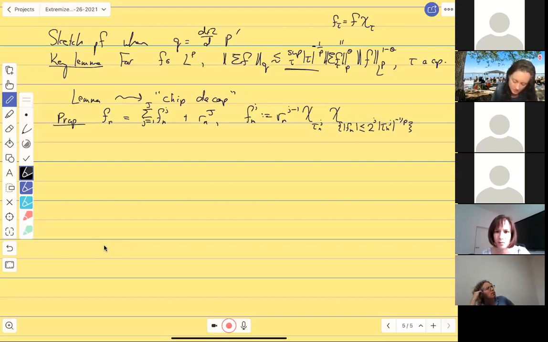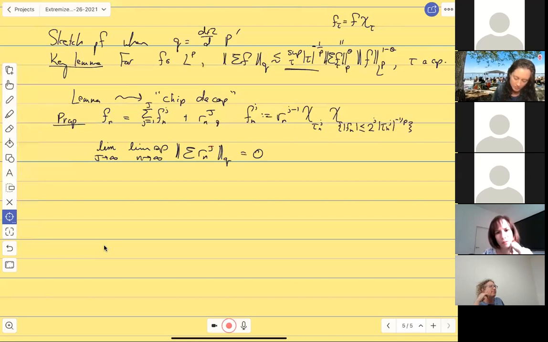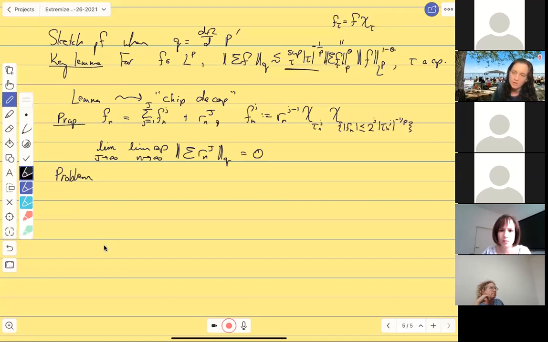So once we write this decomposition, the conclusion is that the limit as j goes to infinity of the lim sup as n goes to infinity of the norm of the extension is equal to 0. So this has a lot going for it in terms of what we wanted in the previous theorem. The errors are small here. By construction, the supports of all these pieces are pairwise disjoint, and so we have good L^p orthogonality. What's bad about this is that we don't have L^q orthogonality of the extensions.